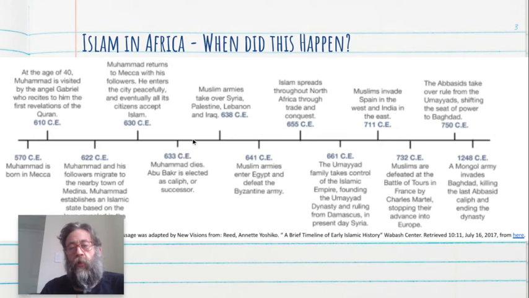And then look at how quickly Islam spreads. Syria, Palestine, Lebanon, Egypt, the Byzantine army, North Africa. So this is where we're at. Islam spreads throughout North Africa through trade and conquest. We learned about how they weren't missionaries. It was just something that happened through trade and interaction with people.